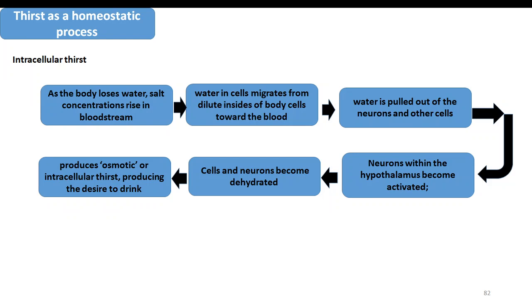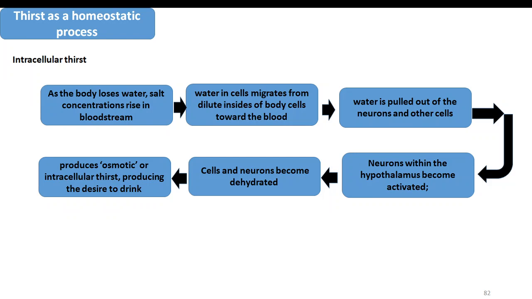As the body loses water, the salt concentrations begin to rise in the bloodstream. So the body loses water, resulting in a rise in the concentration of salts in the bloodstream. In a sense, the blood becomes saltier. The higher concentrations within the blood cause water to migrate from the relatively dilute insides of the body cells, including neurons, towards the blood.